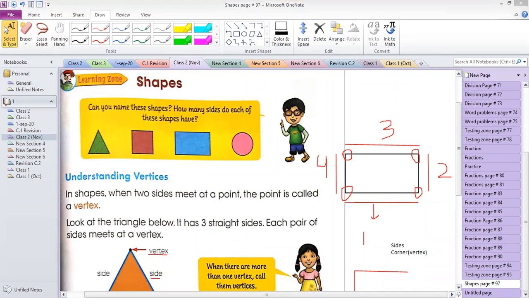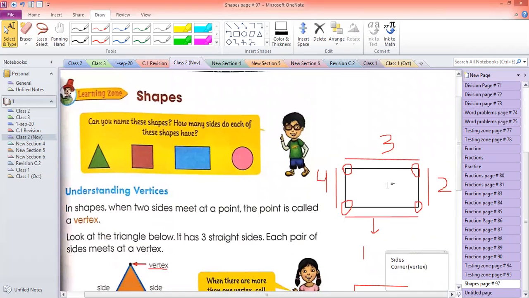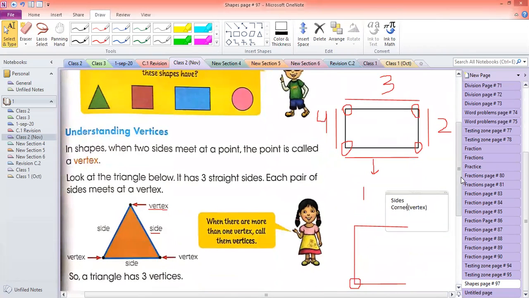Wait for a while, please. So guys, I give you the example of this rectangle. I draw a rectangle, and I check how many sides there are. This is a flat surface, this is the one side, this is side number two, this is side number three, and this is side number four. So in that way, you know that there are four sides here.